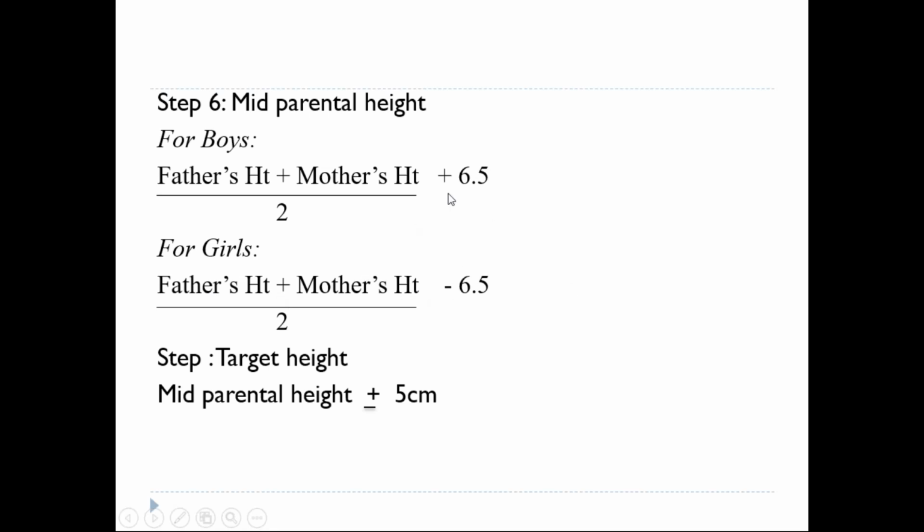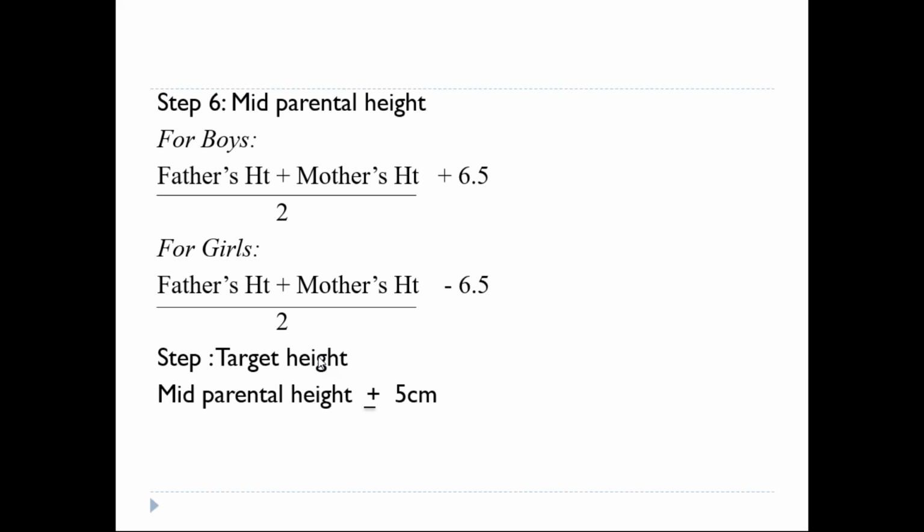So what do you do after you get the mid-parental height? I think all of you know how to calculate the mid-parental height, but what to do after you get it? You are going to see the target height. So what is the target height? The target height is the height the child will attain at his full growth potential, that is at 17 to 18 years of age. So whatever height you get, this is the adult height.